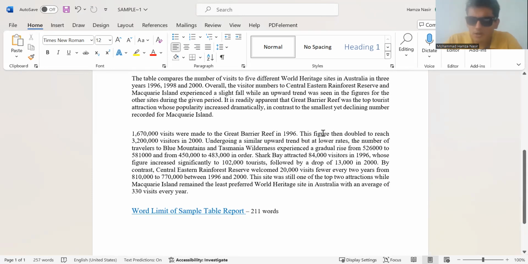The word limit is 200 words, so I think it should be enough when it comes to getting the job done. Okay, so I hope after the session you find tackling a table report to be a bit more manageable now. Obviously, feel free to reach out to me in the comment section if you have any queries, fellas.